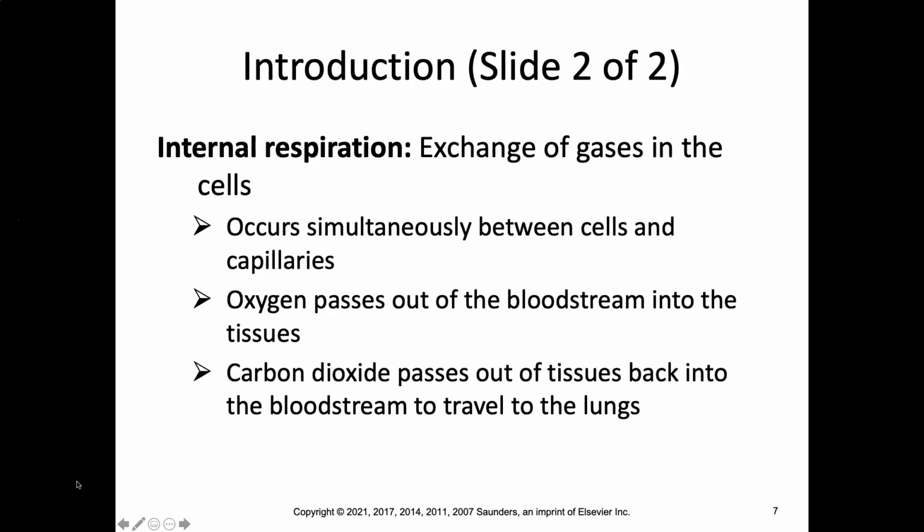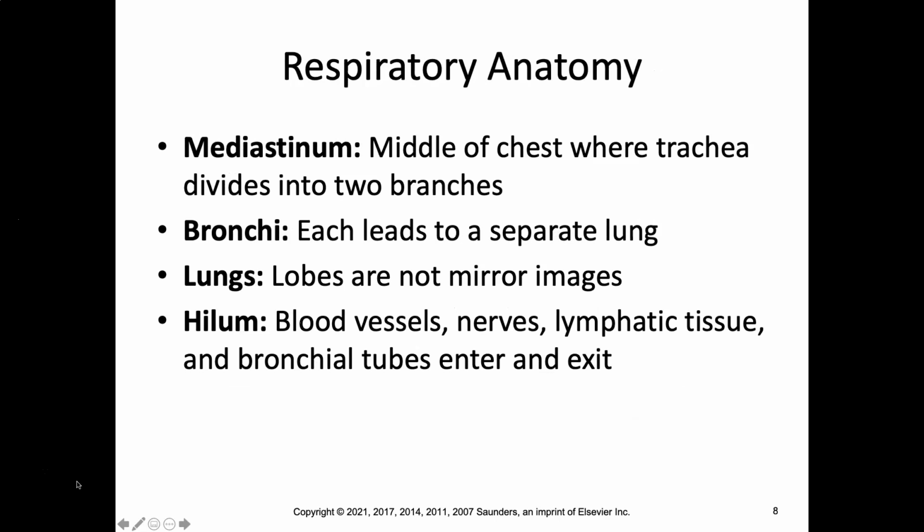Internal respiration is the exchange of gases in the cells. So external is what happens in your lungs, and internal is what happens between the cells and the capillaries. And it is occurring simultaneously. Oxygen passes out of the bloodstream and into the tissues, and then the carbon dioxide comes out of the tissues back into the bloodstream through the veins, travels to the lungs. I'm sure we have a visual on that coming up, and that will make more sense, I think, rather than talking through it.